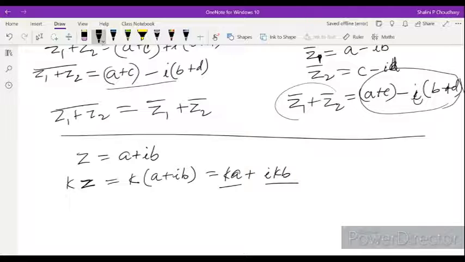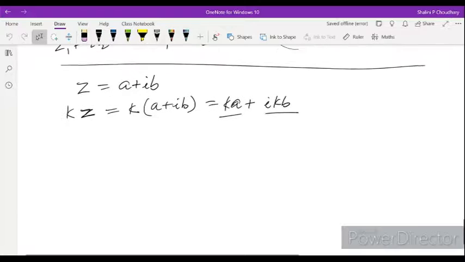Now we have seen addition, subtraction and scalar multiplication. Now we'll do sums based on this one. Let's do some sums, then it will be more clear.